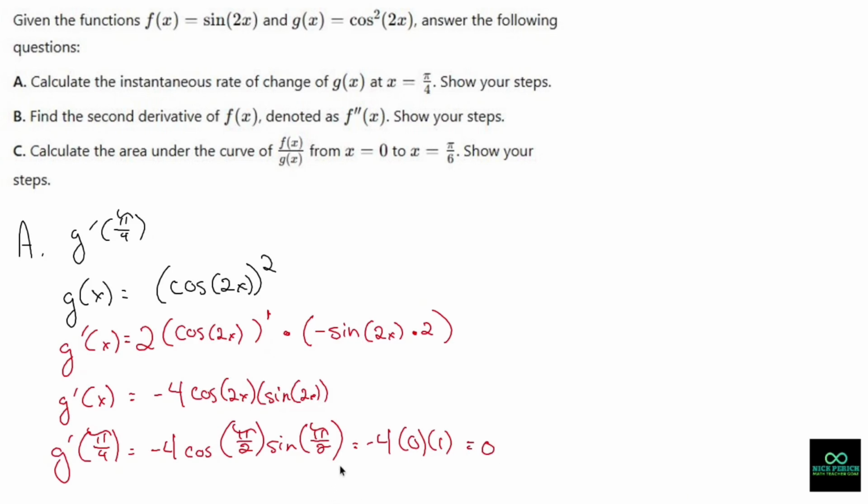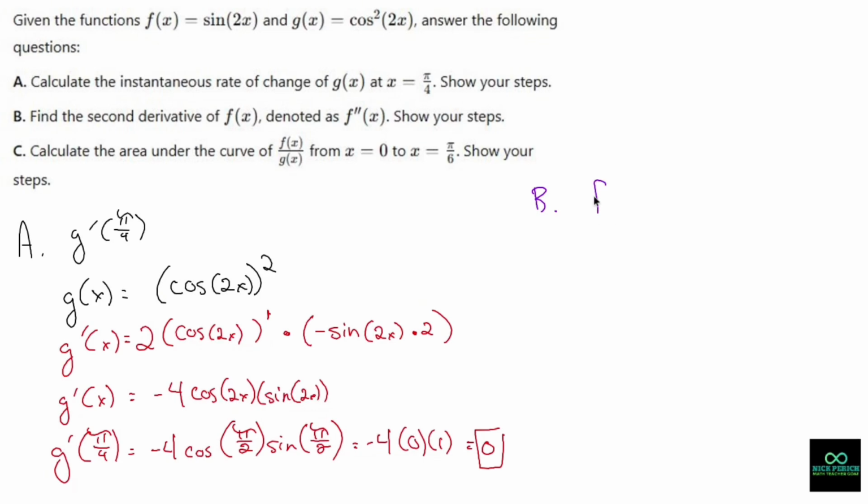So the instantaneous rate of change at x equals pi over 4 is 0, which means the tangent line is a flat horizontal line. Okay? Show your steps. I did. Let's go to B. Find the second derivative of f of x, denoted as f double prime of x. Show your steps.